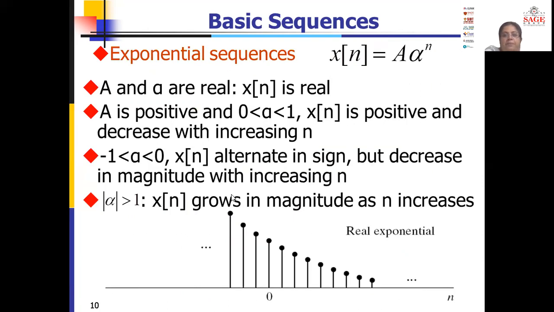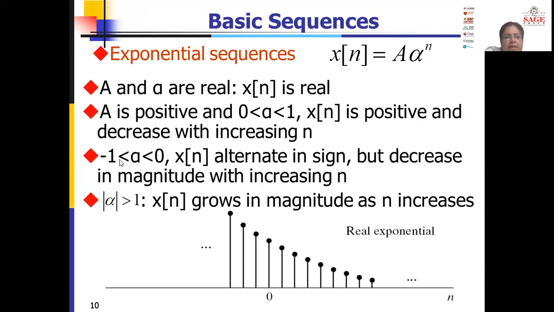Now the other basic sequences, like this exponential sequence, is x[n] equals A alpha to the power of n, where A and alpha are real numbers. If alpha is positive and its value lies between 0 and 1, x[n] is positive and decreases with increasing n.